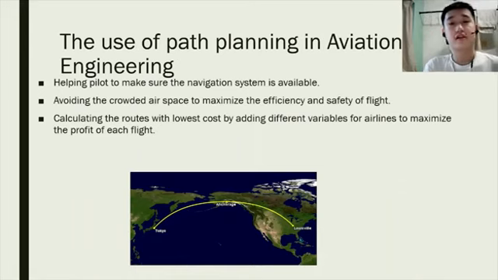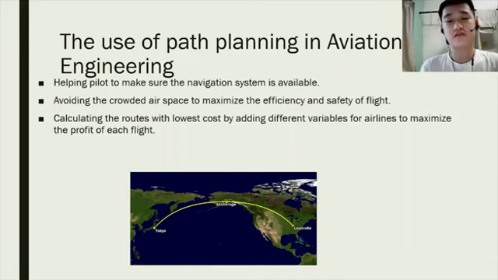In the aviation category, path planning may be one of the most important tools to help pilots make sure the navigation system of the aircraft is valid to preview the route of the flight. The path planning program could also notice crowded airspace and generate a new route to avoid it. Also, it is useful for airlines to regulate the cost of each flight.